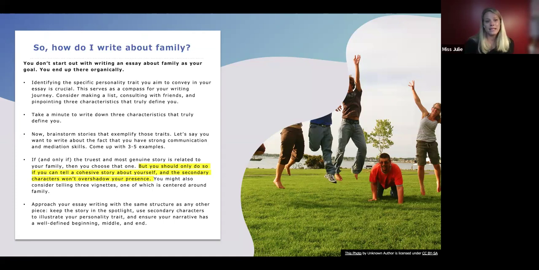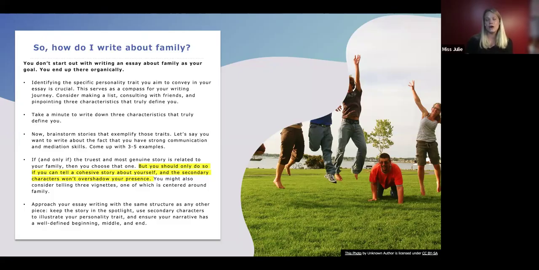From there, you can brainstorm stories that exemplify those traits. So if you picked the word compassionate, what makes you compassionate, right? Think of stories. Think of anything that you have done in your life that will portray you as compassionate, right? So write those stories down, even if it's just jotting down a couple of sentences or typing it out.